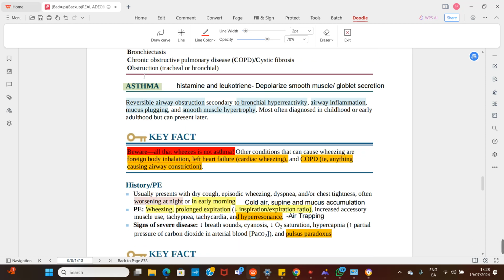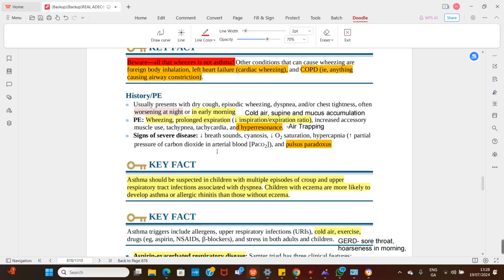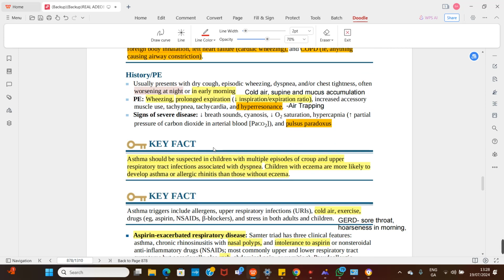So it is not only asthma that causes wheezing, right? There are also other things that cause wheezing: foreign body inhalation, people with left heart failure, COPD. They can also wheeze. It's not only asthma that wheezes.